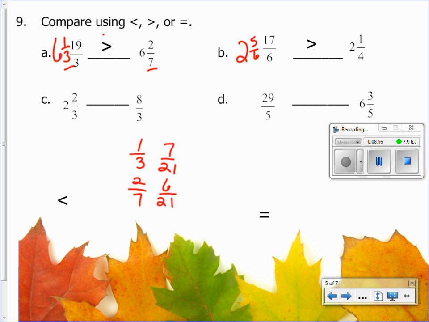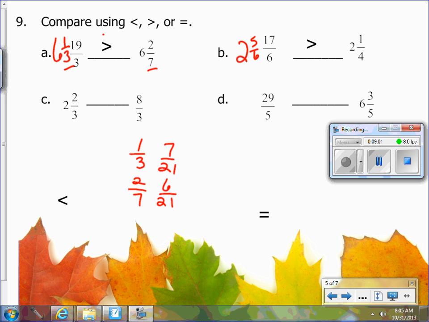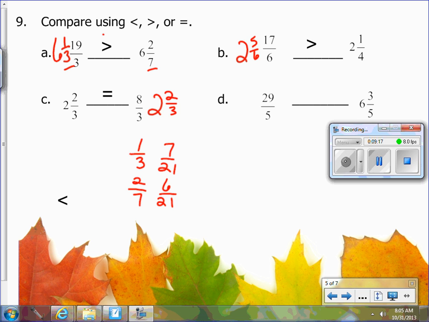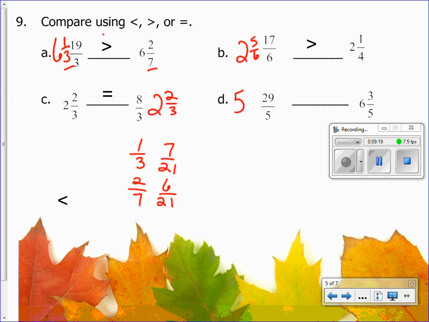Now let's change C. Let's change our 8/3 to a mixed number. So now 8/3 is the same as 2 and 2/3, and we're comparing that to 2 and 2/3, and we will have equals for that one. D, 29/5. Let's change that to a mixed number. So now we're going to compare 5 and 4/5 to 6 and 3/5. 5 and 4/5 is going to be less than 6 and 3/5.